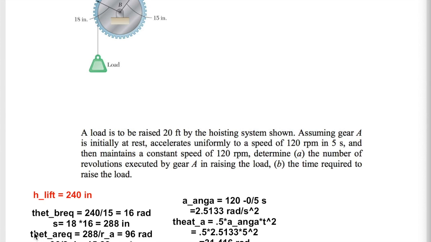Then to find the theta A that's required, we just take that 288 inches divided by that R of A, and we get that the required movement of the A gear is 96 radians. Divide that by 2 pi, and we get 15.28 revolutions is what that A gear needs to move.